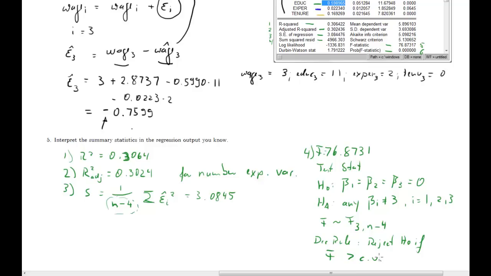So to actually test the, I forgot, this was actually 5, our statistic 5. I'll get back to 4.